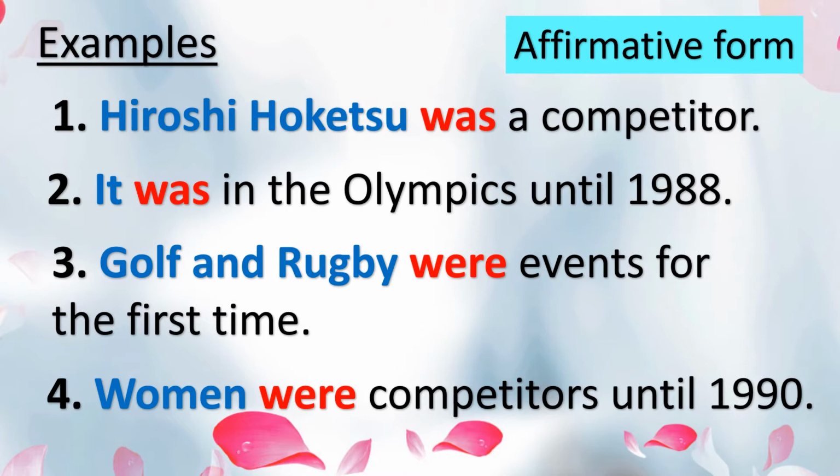Number 3. Golf and rugby were events for the first time. Golf and rugby is plural, so we use were. Number 4. Women were competitors until 1990. Women, spelled W-O-M-E-N, is plural. If it is singular, it's W-O-M-A-N. So this one is plural, so we use were.